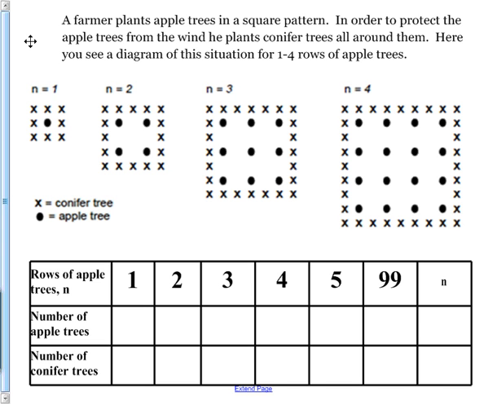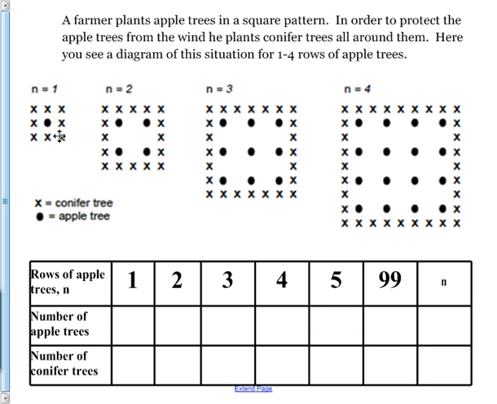In this problem, it says a farmer plants apple trees in a square pattern. And then in order to protect the apple trees from the wind, he plants conifer trees all around them. Here you see a diagram of the situation for the 1 through 4 rows of apple trees.